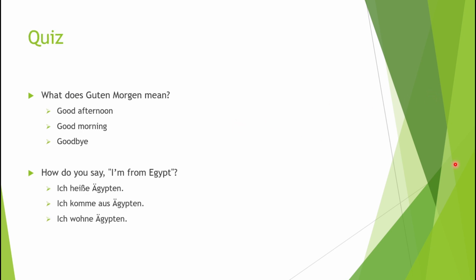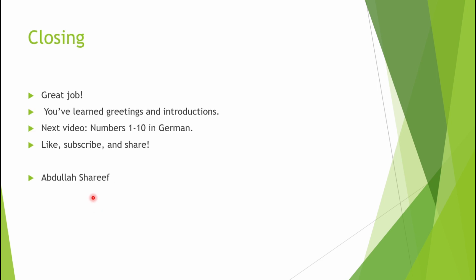And now you have a small quiz. Pause the video and answer the question. What does Guten Morgen mean? And how do I say I am from Egypt? And the answers are: good morning, and ich komme aus Ägypten.